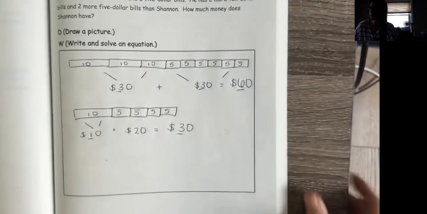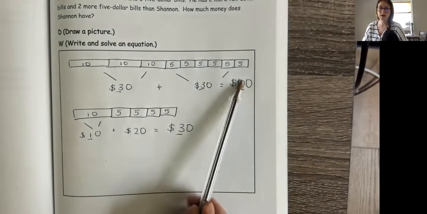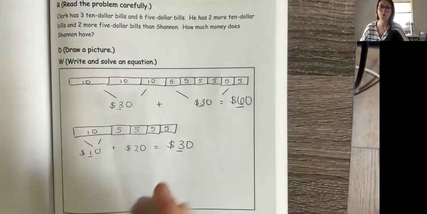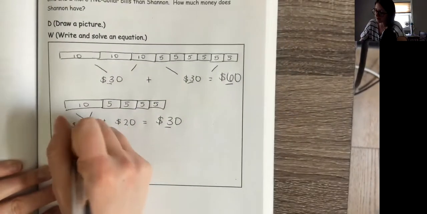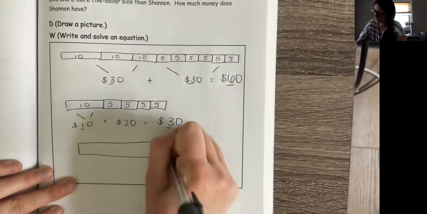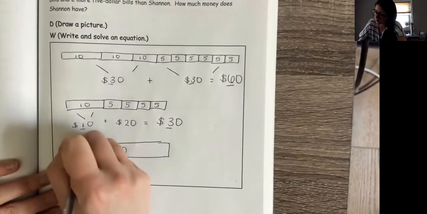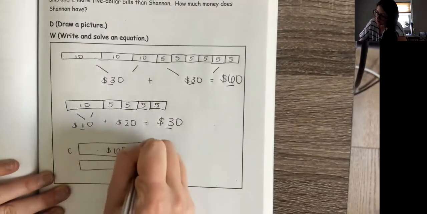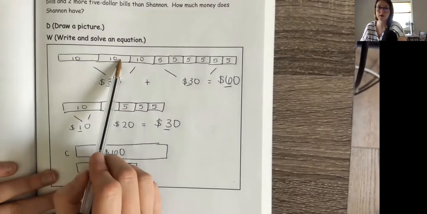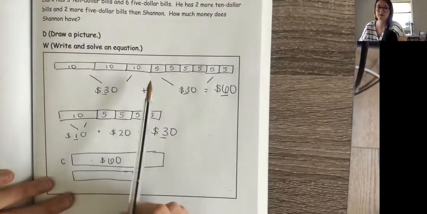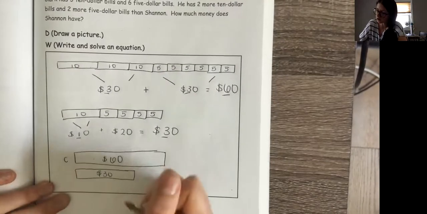So another way I could figure out this problem is by thinking about my total amount that Clark has and then subtracting the amount more that he has than Shannon. So we figured out that Clark had $60. This is what Clark has. And we know he also has 2 more $10 bills. So 2 more $10 bills would give me 10, 20, right? And then 2 more $5 bills, 5, 10. So 20 and 10 would give me 30. So I know that he has 30 more than what she has.